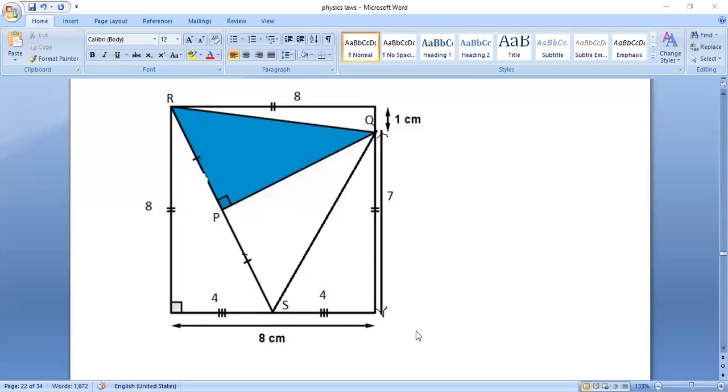Okay, so what we can do is area of RQS, this triangle, RQS.